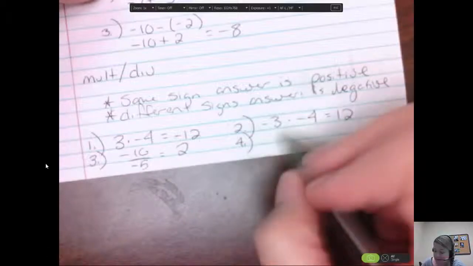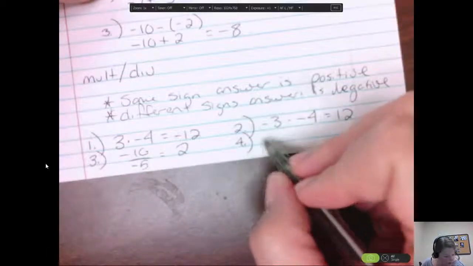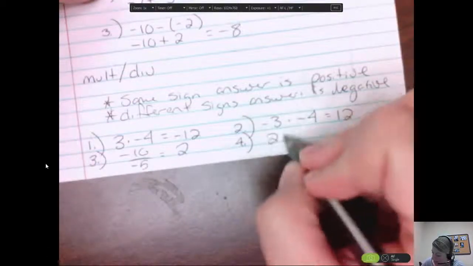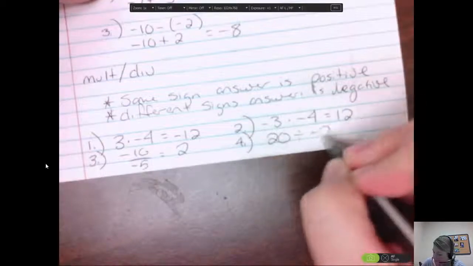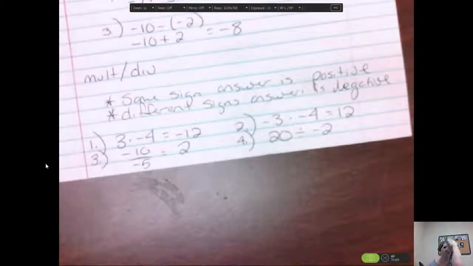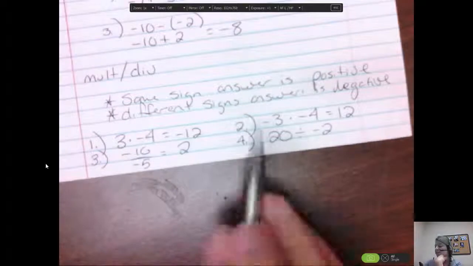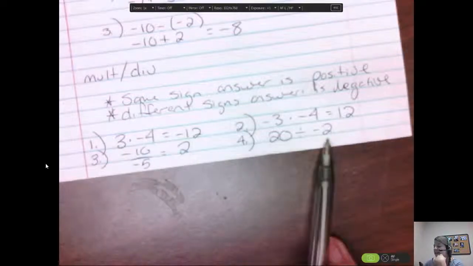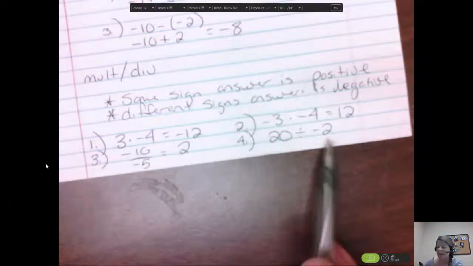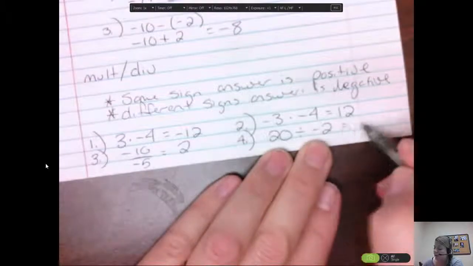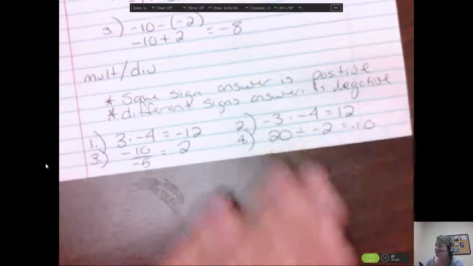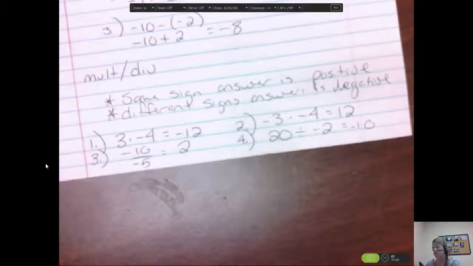If they would have been any other opposite, so let's try 20 divided by -2. I could have written it this way or as a fraction, but you do typically see them as a fraction. One's positive, one's negative, so it's going to be a negative answer, and 20 divided by 2 is -10. Okay, so just a quick reminder, multiplication and division, that's not what most people mess up.